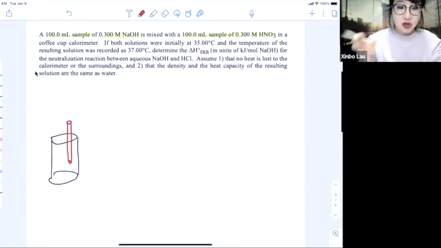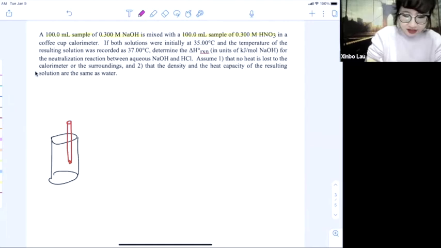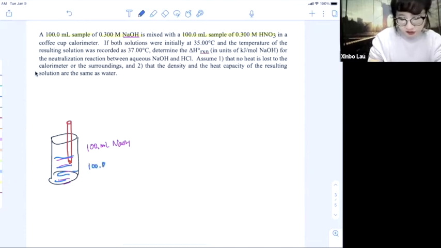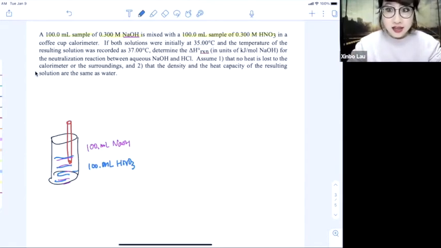Now think about this. You put those two samples together. Say the base is over here and the acid is over here, so I have 100 ml of that base and 100 ml of that acid. Again, we have to realize that in the 100 ml of the base, the majority is water. Is it easy to really know the temperature for the sodium hydroxide and nitric acid?